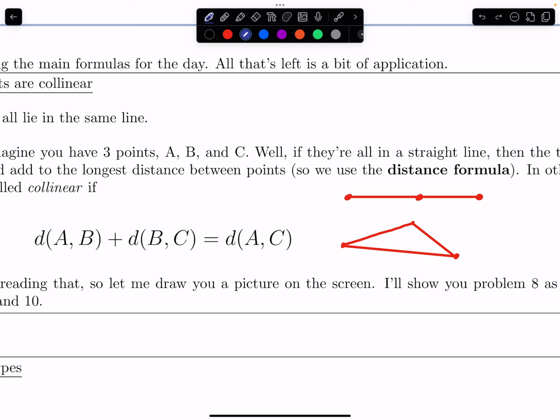Now, if they aren't collinear, if I take my short one plus my long one, that's going to be bigger than the overall one, right? It's going to be longer. And that's also something called the triangle inequality, essentially, which says that the distance of any 2 sides has got to be at least as long as the third one. But in general, if it's not collinear, they're going to be strictly longer, right? This is going to take you longer to go here and here than it is to go straight.